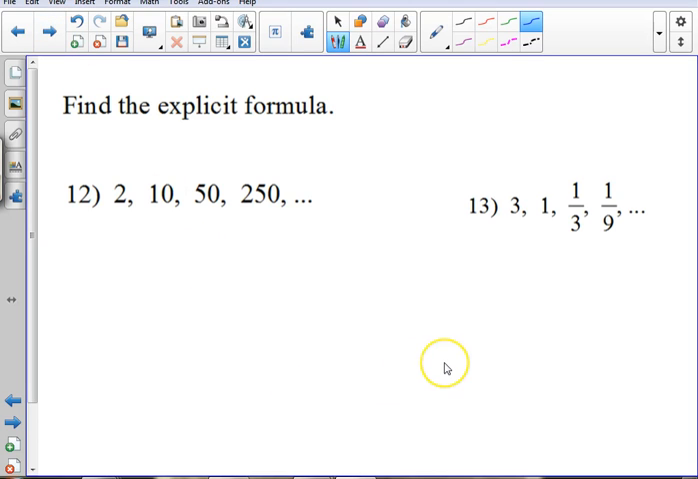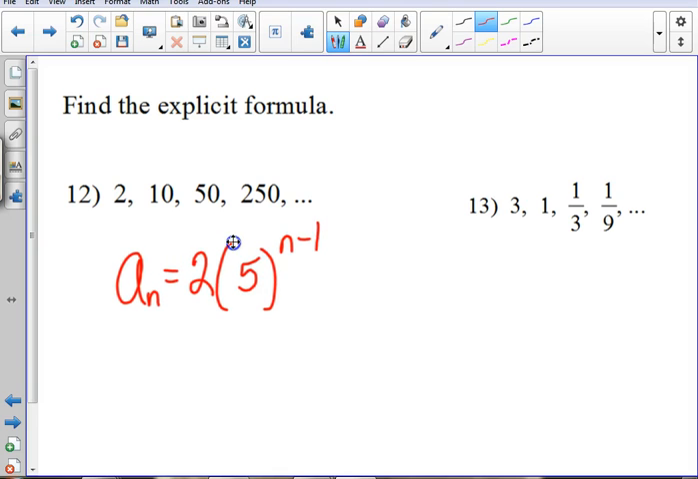Find the explicit form. Anybody do number 12? What do you have, Isaac? Okay, is that the same as this? No. Okay, be very careful that you don't do anything like that. Oh, I was going to just draw a big X through it, but apparently we erased it.